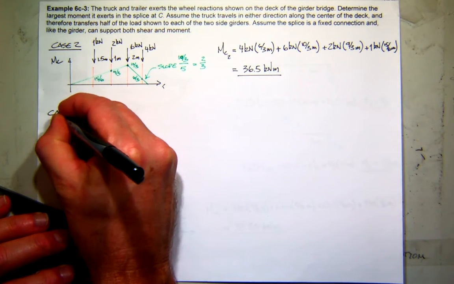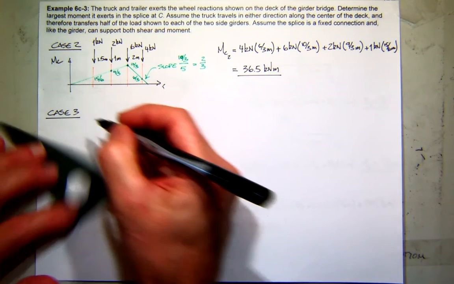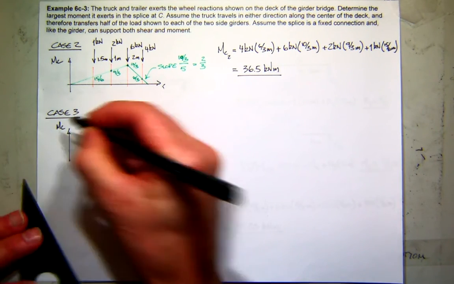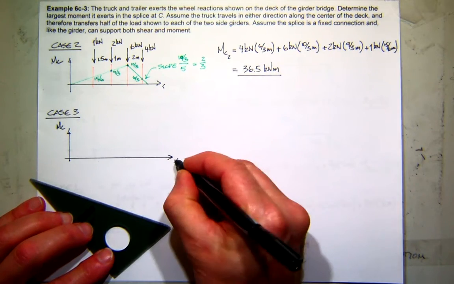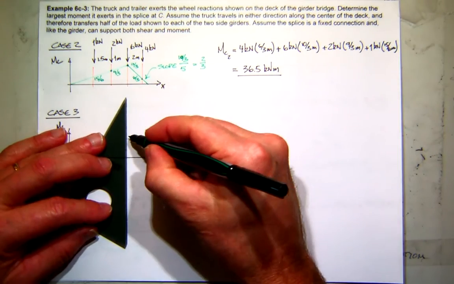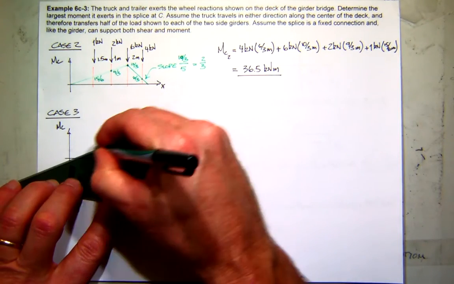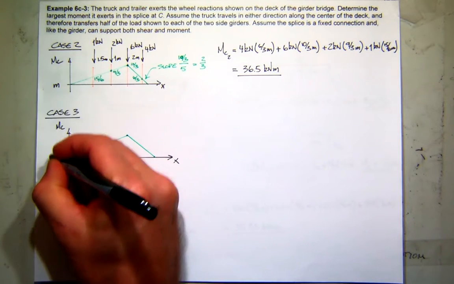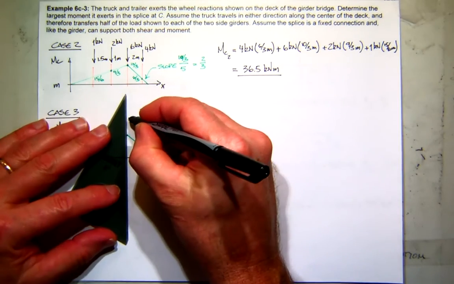But we're not in the exam, so case 3. Let's see what we got for case 3. So again, I'll resketch the influence line for the moment at C. I forgot my units here. These are meters. And now we'll let the third load go to the top position.